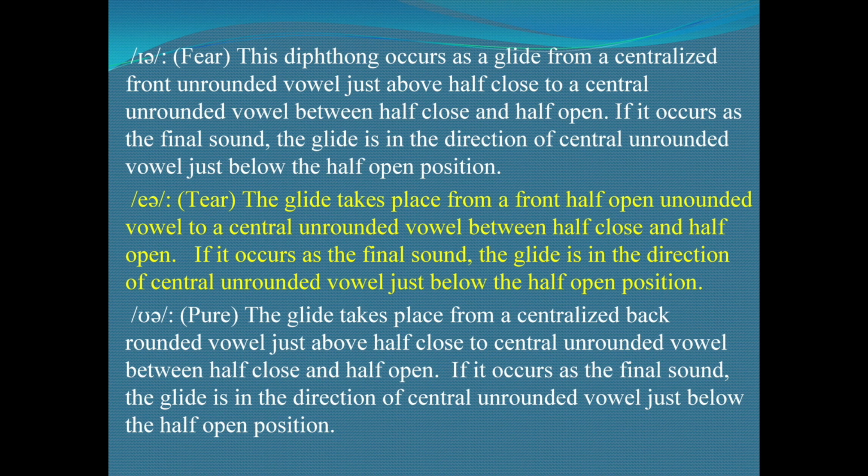Now let us see pure, cure, sure, during. So how do we articulate this? How is the movement of the tongue position? The glide takes place from a centralized back rounded vowel just above half close to a central unrounded vowel between half close and half open. If it occurs as the final sound, again there is some difference. The glide is in the direction of a central unrounded vowel just below the half open position.